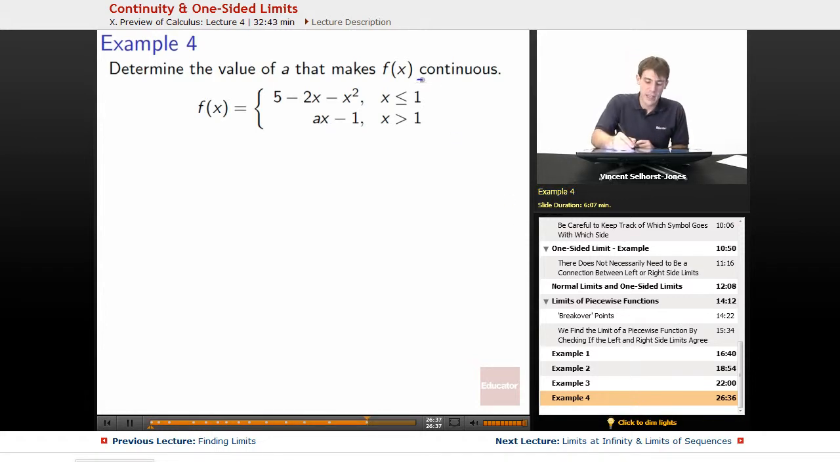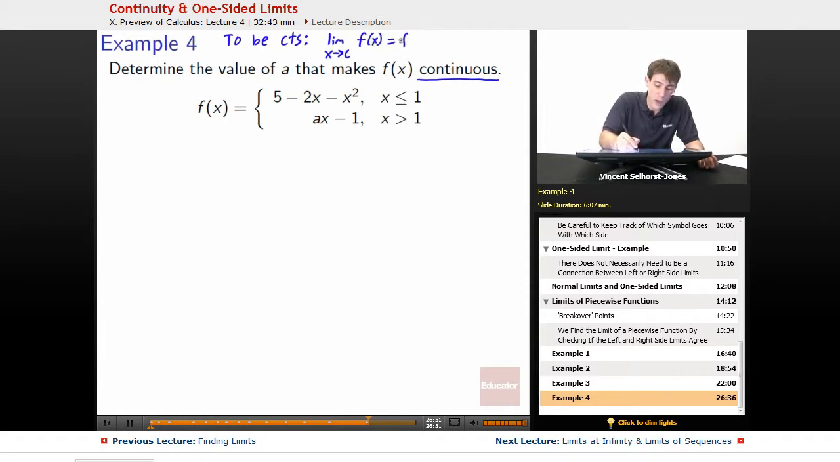That makes f of x continuous. So to be continuous, what does it mean to be continuous? I will write that out as CTS just because I'm lazy. To be continuous means that the limit as x goes to c of f of x is equal to f of c. Remember, we talked about this as the expectation for the function being the same thing as what we actually get out of the function. That's what it means for something to be continuous.